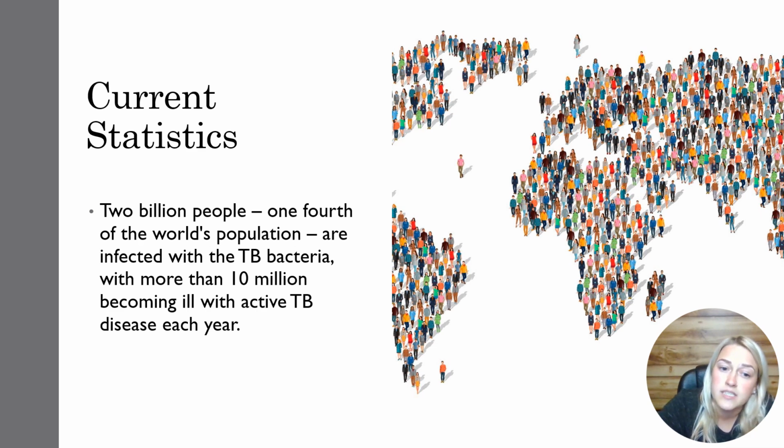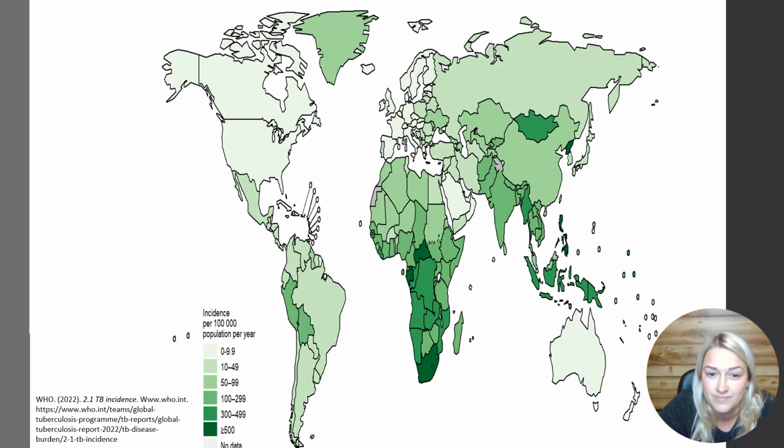Some current statistics on TB: 2 billion people, which is 1/4 of the world's population, are infected with the TB bacteria, with more than 10 million becoming ill with active TB disease each year. This is just a map showing the per 100,000 cases of TB per year across the globe.